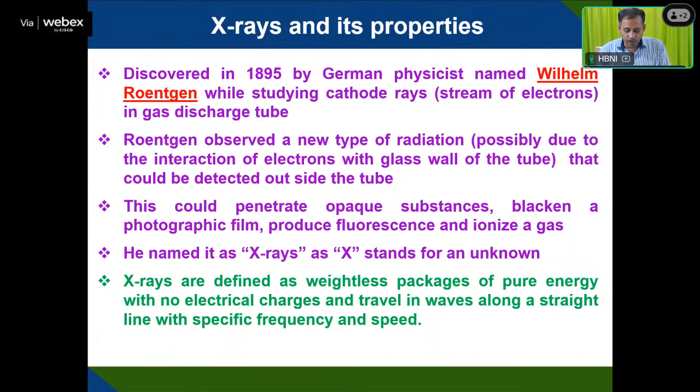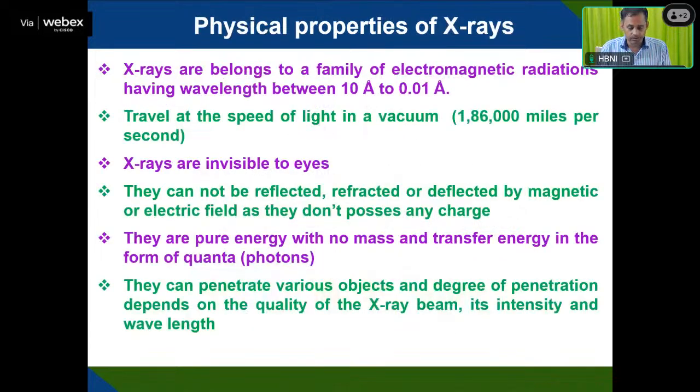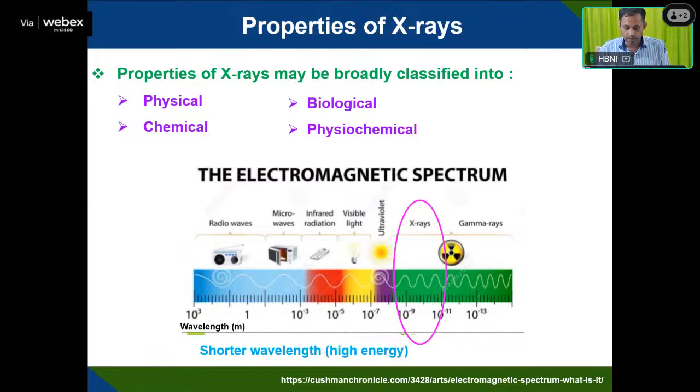The X-ray is defined as a weightless packet, a pure energy with no electrical charge, and it travels in a wave along a straight line with a specific frequency and speed. But it doesn't have mass. X-rays are broadly classified by physical, biological, chemical, and physicochemical properties. You can see the electromagnetic spectrum here: X-rays have a short wavelength, around 10^-9 to 10^-11 meters, and high energy in the spectrum.